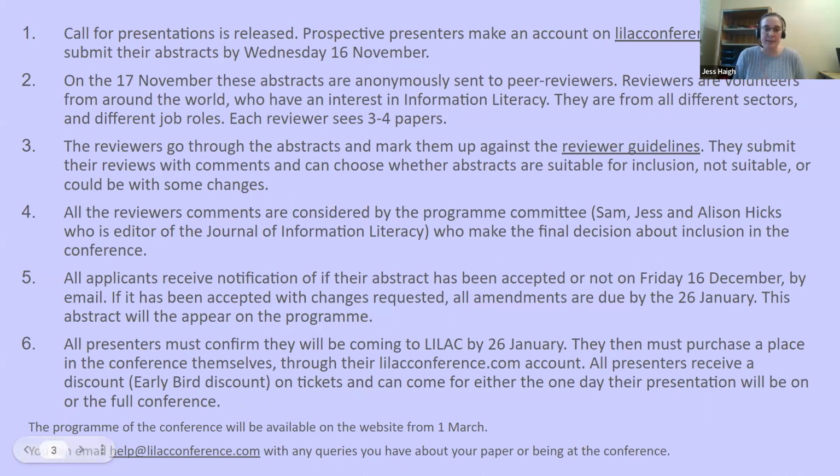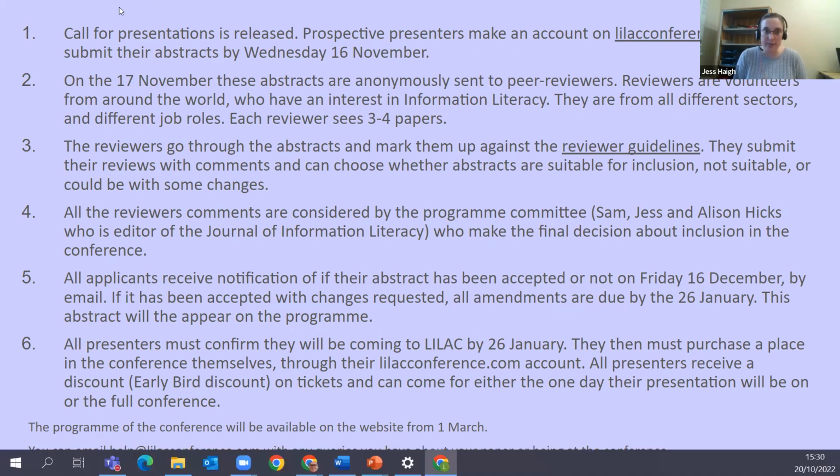So the reviewers submit their reviews with comments, and then they can choose whether the abstracts are suitable for inclusion with no changes. They can go straight in the programme, not suitable at all for inclusion, or they could be, but there needs to be some changes. All these reviewers' comments are anonymous, so they don't know whose papers they're reviewing, and the people whose papers they're reviewing don't know who's reviewed their papers, so it's all completely anonymous.